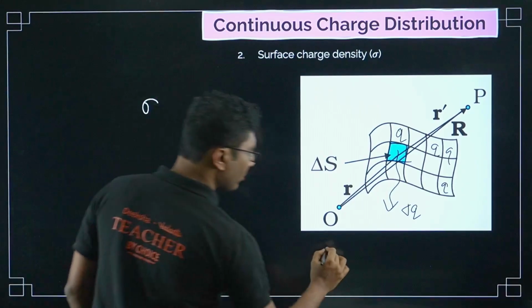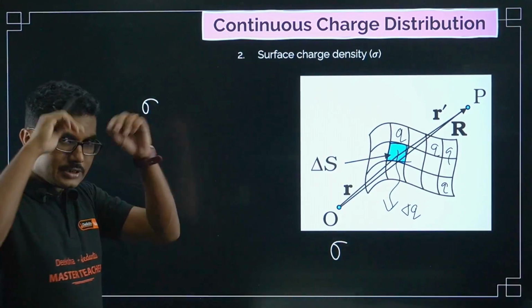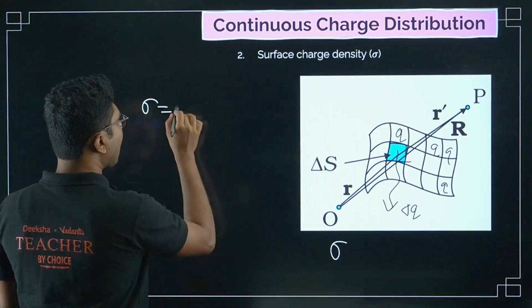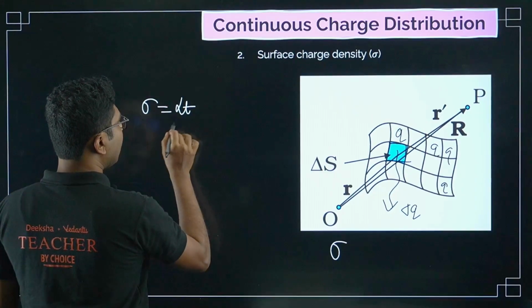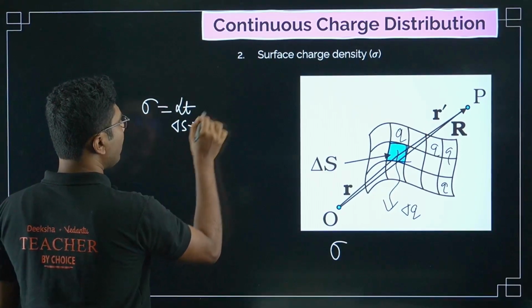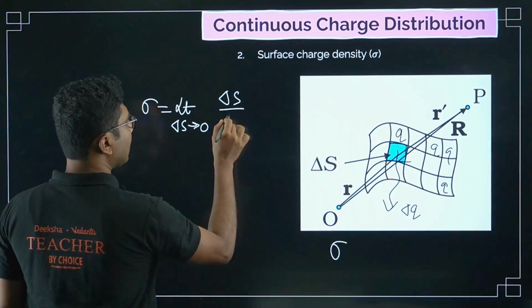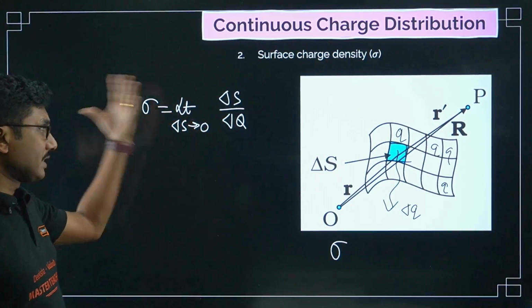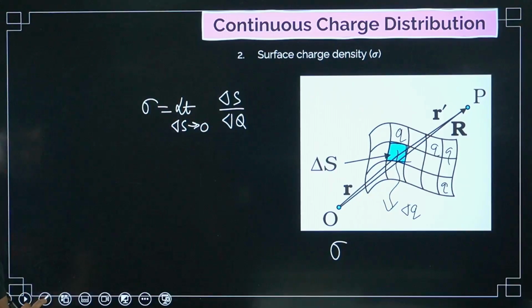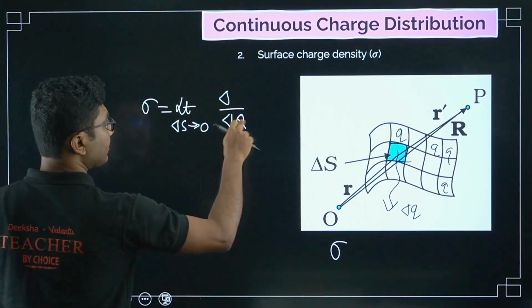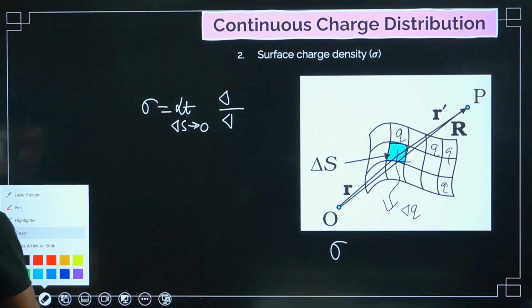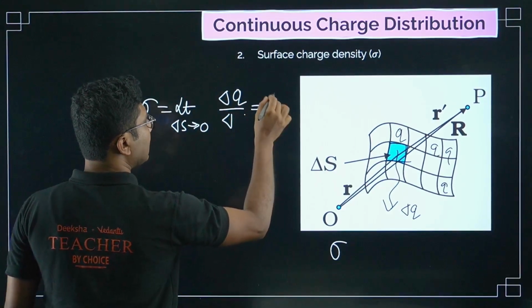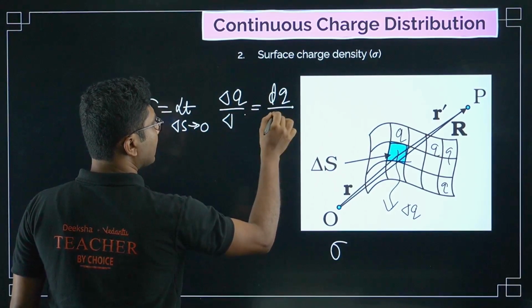It is like a zero wearing a cap. And it is denoted by the limit delta S tends to 0 of delta Q by delta S, that is dq by ds.